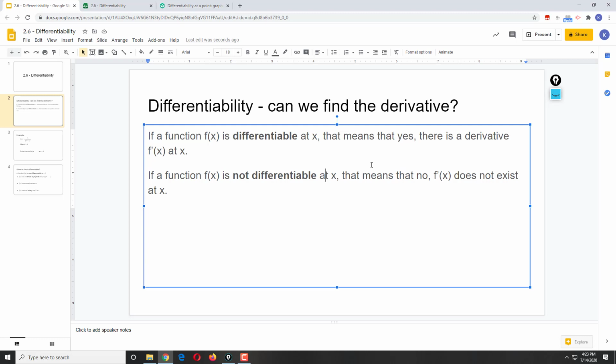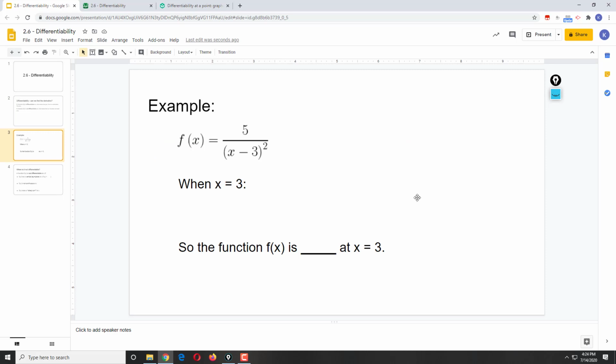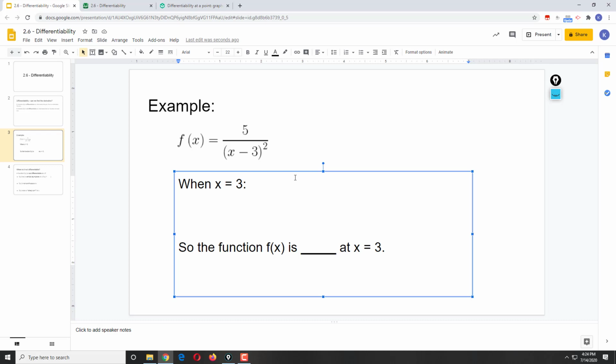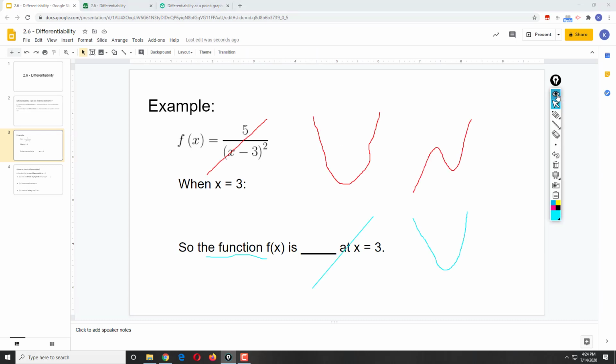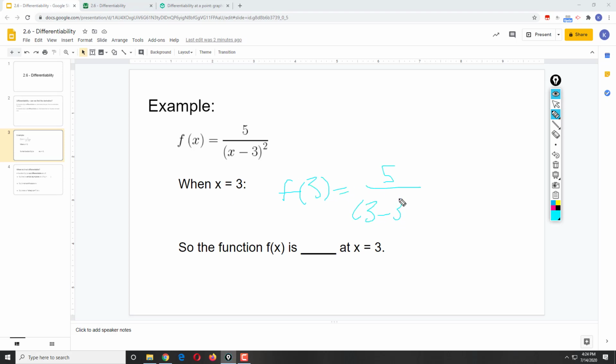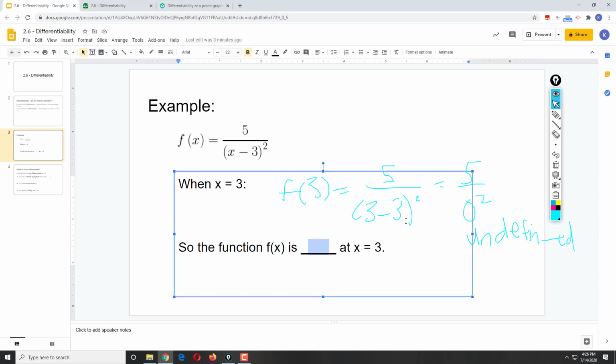When can we not have a derivative? Here is an example. F of x is equal to 5 over the square of x minus 3. What happens when x equals 3? Well, when x equals 3, if we do the calculations, we see that f of 3 is equal to 5 over 3 minus 3, which is squared, which is 5 over 0 squared, which is undefined. It doesn't exist. We can't divide by 0. Because it's undefined, the function f of x is not differentiable there.